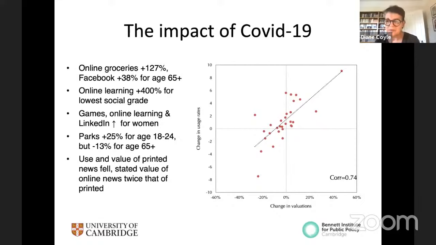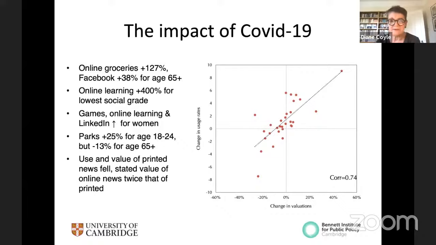So again, sticking with the impact of the changes, there's a positive correlation here, as you can see, between the change in usage over the pandemic and the change in stated values. And that's, again, completely intuitive.